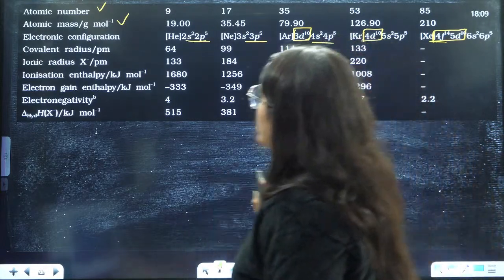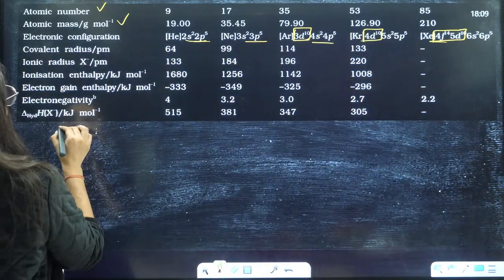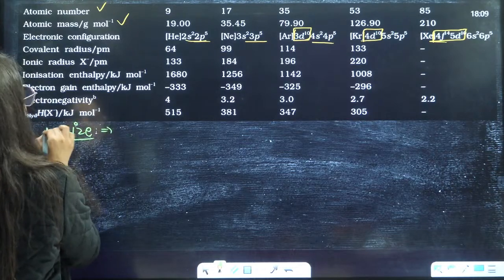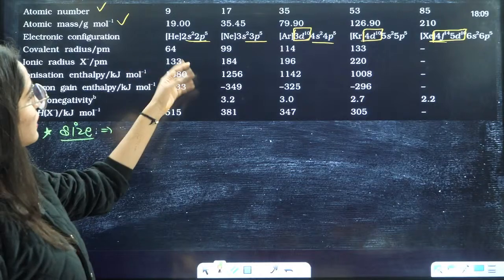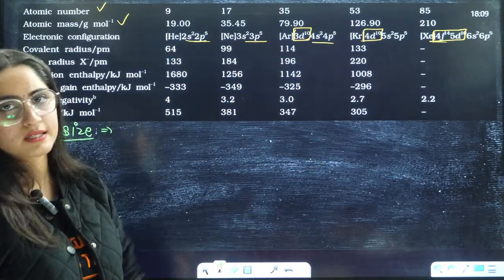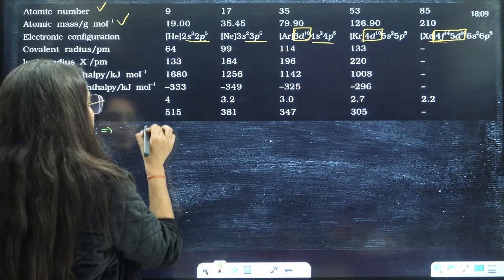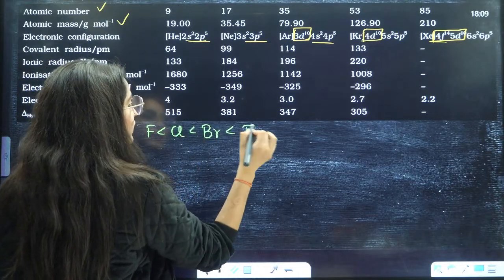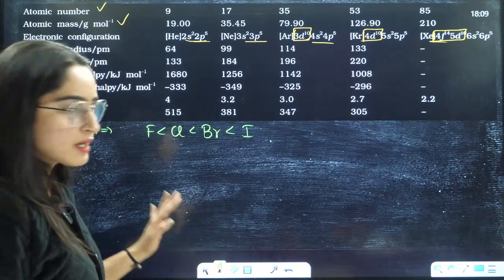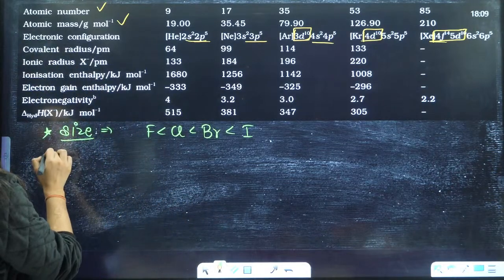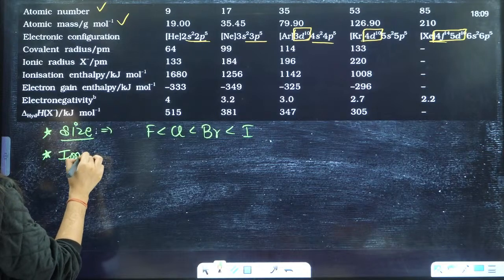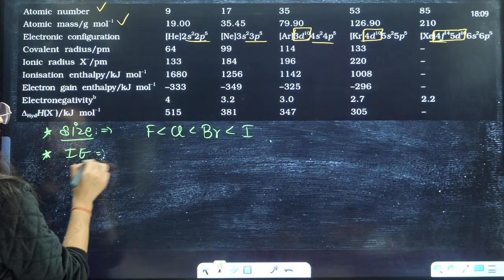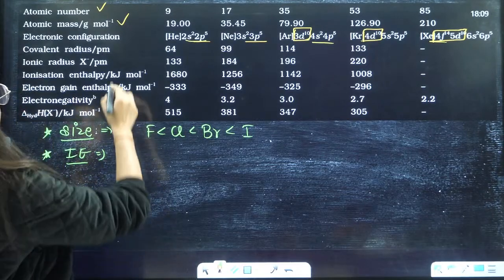The first property is the size, very important. As you can see here, the size is increasing, right? So you can write fluorine, then chlorine, then bromine, then iodine. Down the group size is increasing, that is clear, right? Then the next one is ionization, or you can simply write ionization enthalpy. Can you see here what is happening?